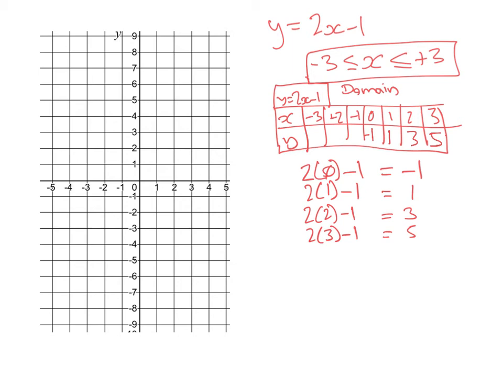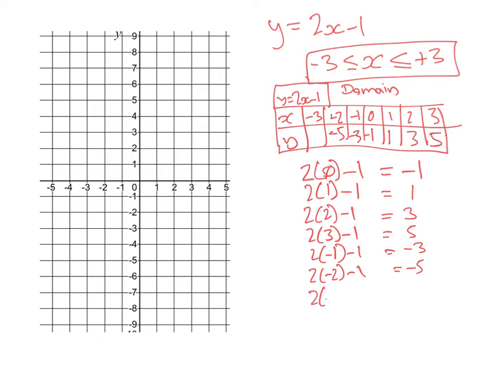Now, if you're comfortable with the x's being negative, that's fine. Just go ahead and knock yourself out. So you could do 2 times minus 1, take away 1. So 2 times negative 1 is negative 2, take away 1 is negative 3. So that's negative 3. 2 times negative 2, take away 1. So that's negative 4, take away 1 is negative 5.